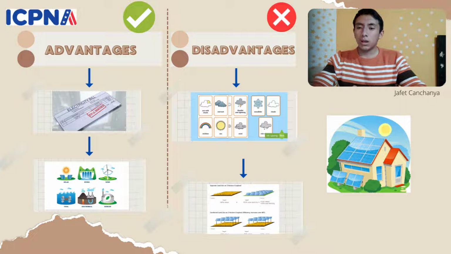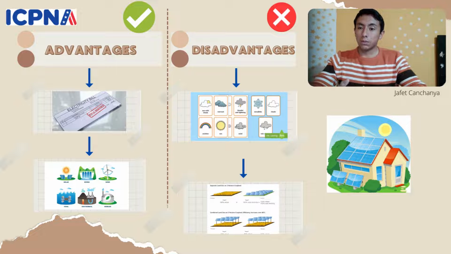The other advantage of solar energy is that it reduces electricity bills. For that reason, if you have a solar panel in your house, it is going to be an amazing idea because you are going to reduce the high cost of electricity bills. Imagine that.